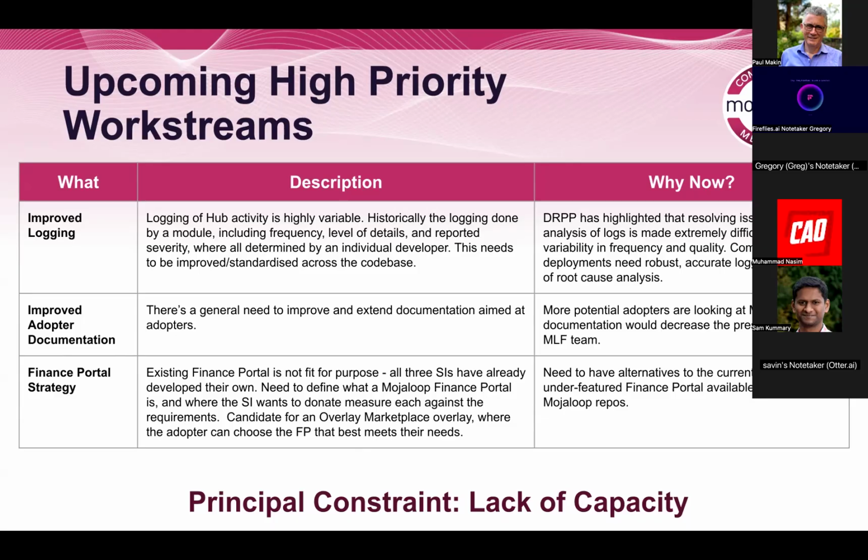And finally, finance portal strategy. We have an existing finance portal, but we're increasingly being told it's not fit for purpose. And all three of our SIs have already developed their own. We have a draft definition document for what a finance portal is, and I hope to share that with the community soon. And we can then use that to measure each SI's version of a finance portal against the ideal.